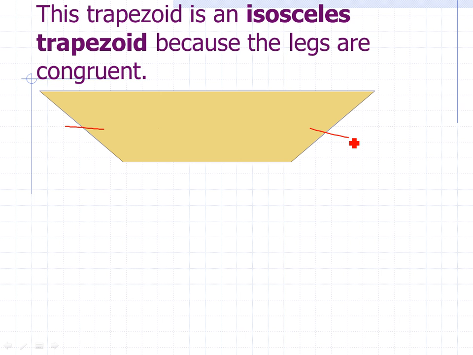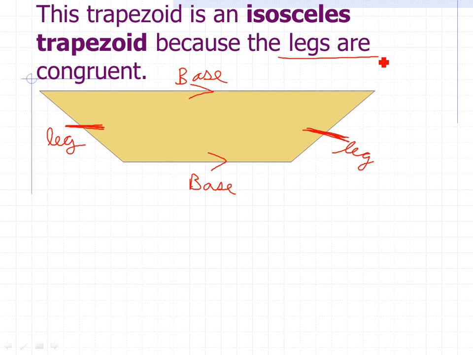So the legs are congruent to each other. These two are parallel. The other two are congruent. Again, this is still called a base. This is a base, leg, leg, and we know that the legs have to be congruent to each other. They have to be the same.